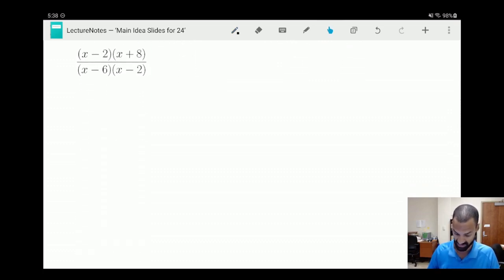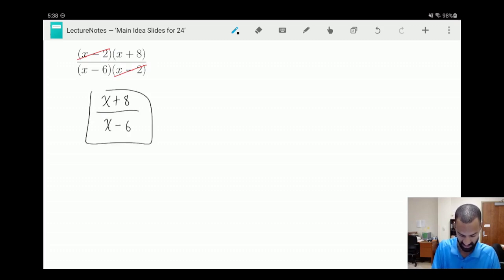This right here is a rational expression, x minus 2 times x plus 8 over x minus 6 times x minus 2. So you'll notice that x minus 2 over x minus 2, those two divide out. They become 1s. So that becomes 1 times x plus 8, which is x plus 8. And that becomes x minus 6 times 1, which is x minus 6. So you'll notice this simplifies to x plus 8 over x minus 6.